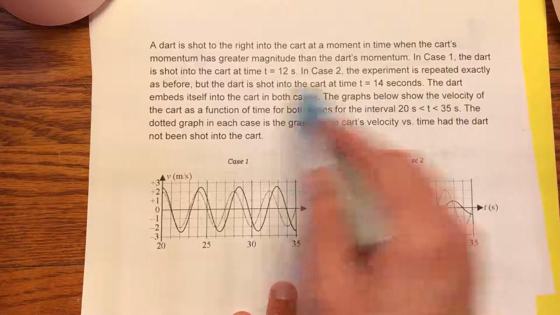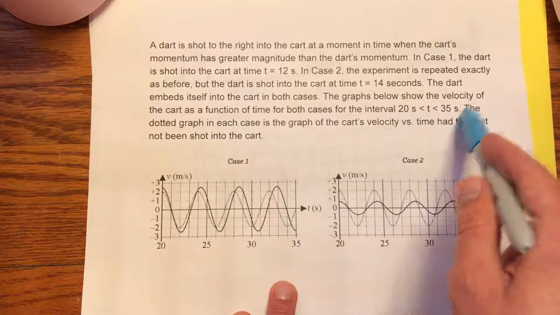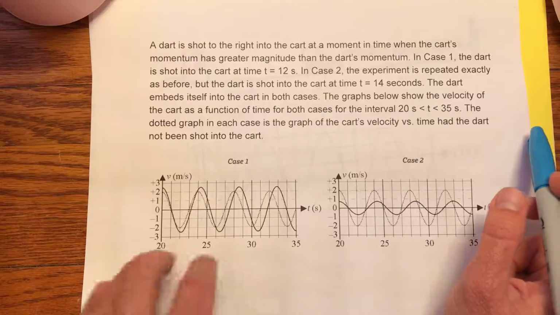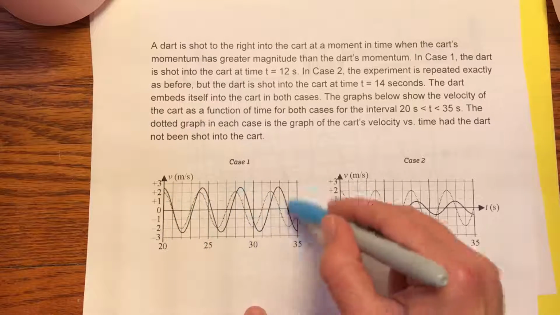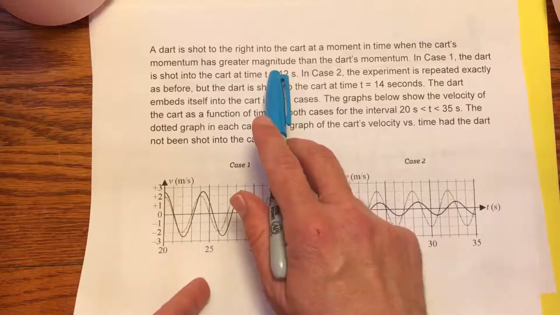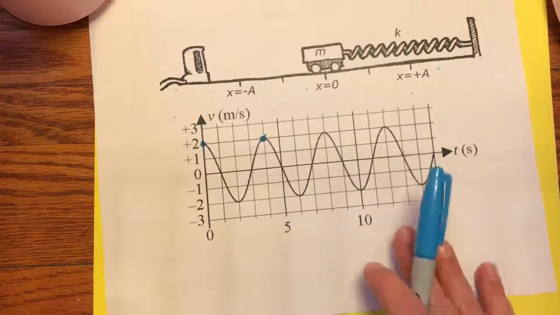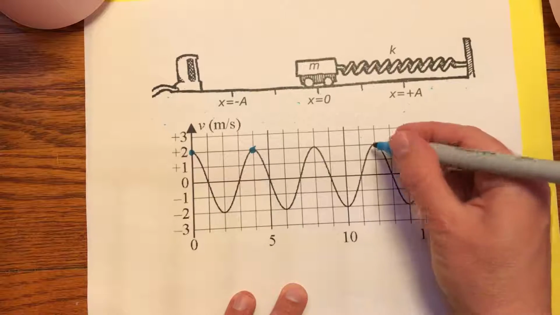The graphs below show the velocity of the cart as a function of time for both cases from 20 seconds to 35 seconds. The dotted graph shows what the plot would be had the dart never hit, basically. So explain these two graphs here. Well, let's look at case 1. They said it happened at 12 seconds. So it's kind of confusing. You've got to come back here and look right here at 12 seconds.